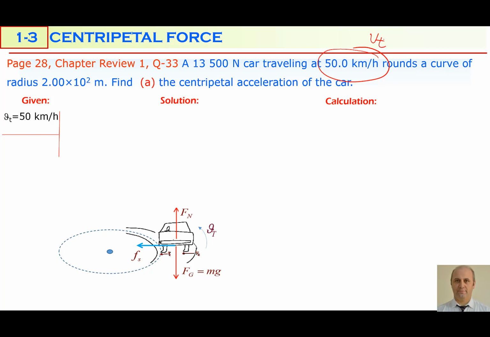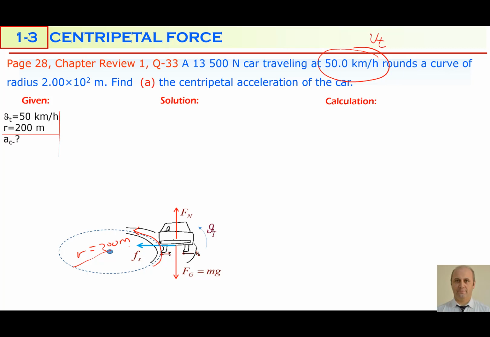And the radius of the curve is given. So this car is rounding a curve, something like this. This curve has a radius equal to r, 200 meters, which is 2 times 10 to the power of 2. Find the centripetal acceleration of the car. If we know v_t and r, we can calculate centripetal acceleration easily. v_t is 50 km per hour, r is 200 meters, so we will calculate what the centripetal acceleration is.